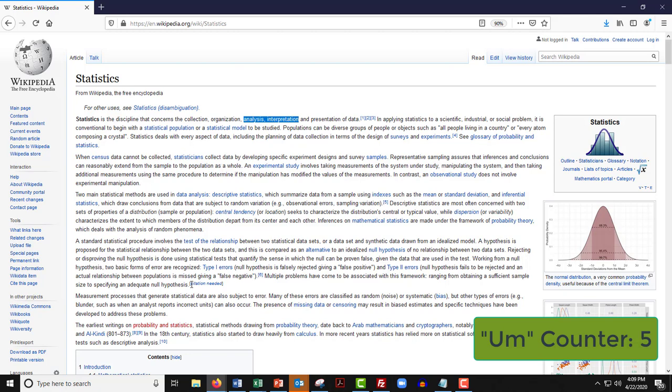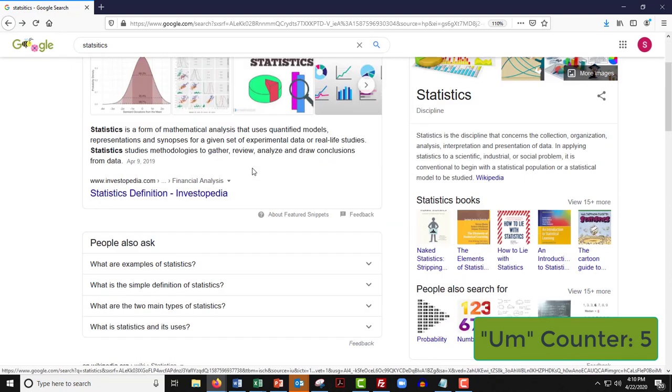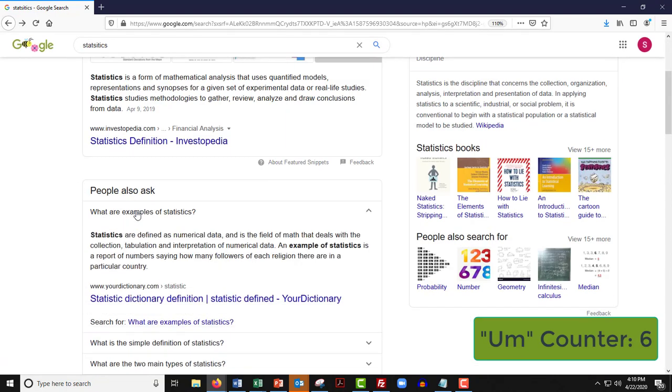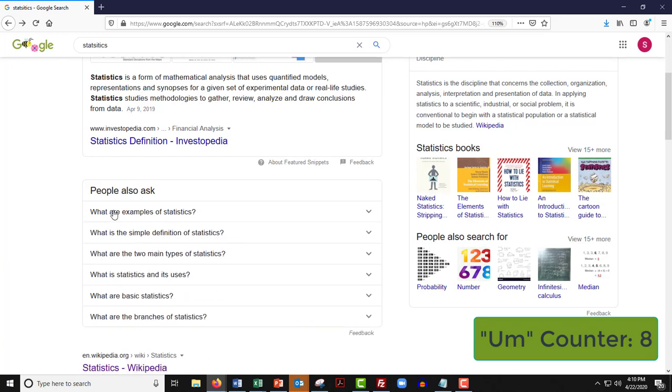This is going to be way too much detail for us to talk about in this first day, so we're going to back out of this. People also ask, what are examples of statistics? Statistics are defined as numerical data. That's actually not true. You know what? I don't like this because they said the first thing was wrong already.